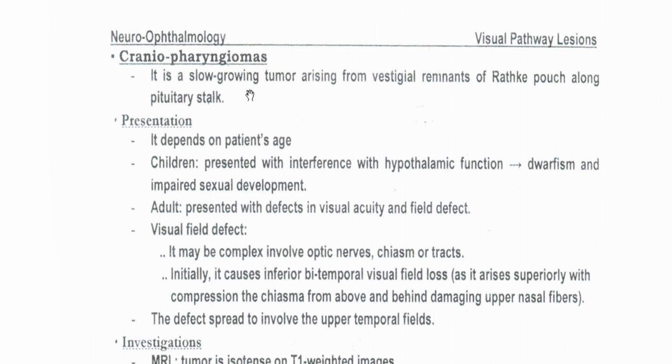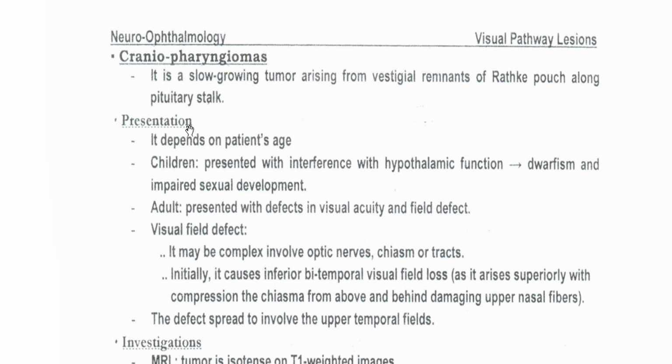Okay, so it's formed embryologically and it is supposed to be closed. So if you still have a remnant of this Rathke's pouch, the pathway, then you have a craniopharyngioma. So you are having a tumor that is slowly growing from this remnant.